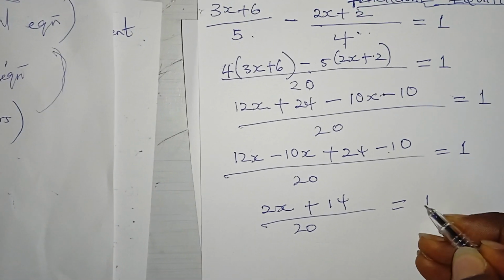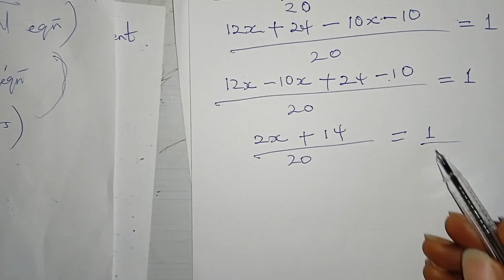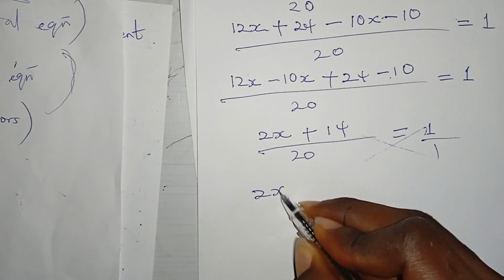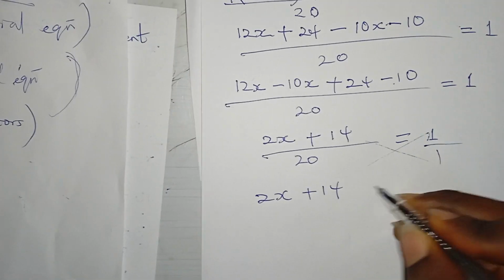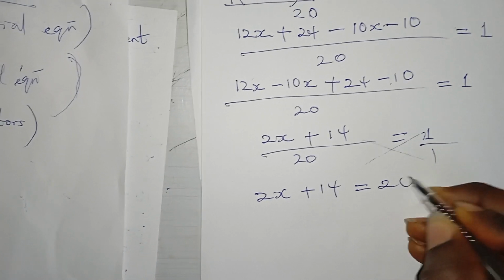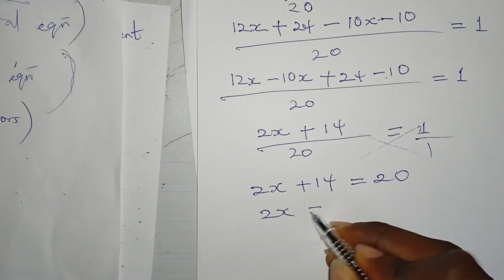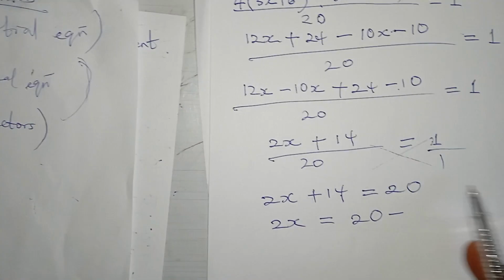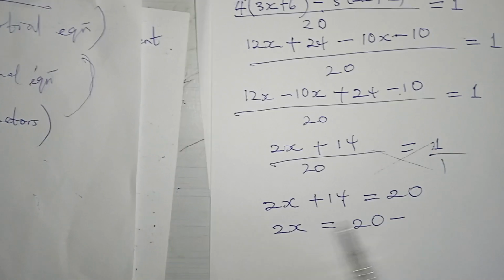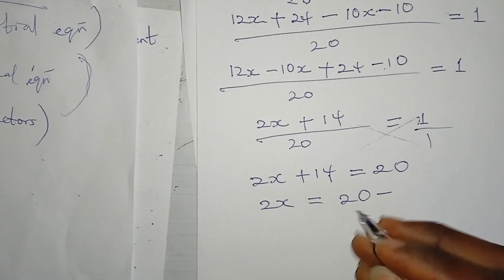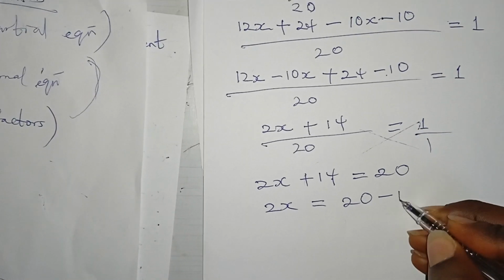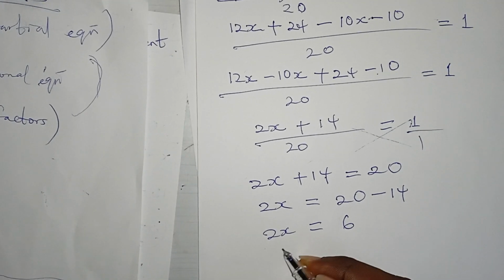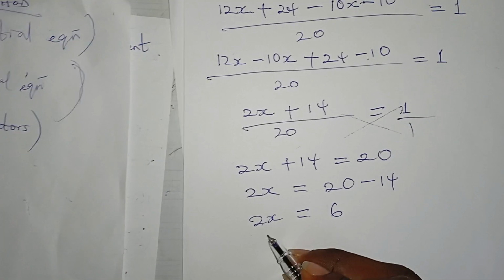At this junction, we remember that anything standing on its own is over 1. So we can cross multiply. If we cross multiply, this is 2x plus 14, and 20 moves over, times 1. 20 times 1 is 20. So 2x equals 20 minus 14. We subtract 14 from both sides so that this can be standing on its own, because we are trying to make x the subject of the formula. So this becomes 6 equals 2x. So divide both sides by the coefficient of x, which is 2.